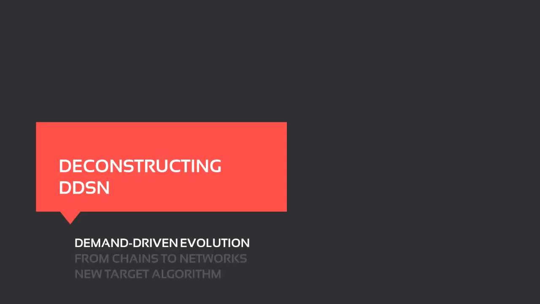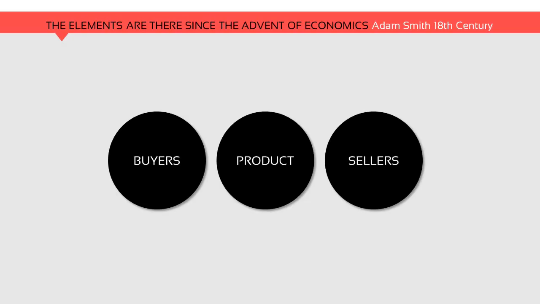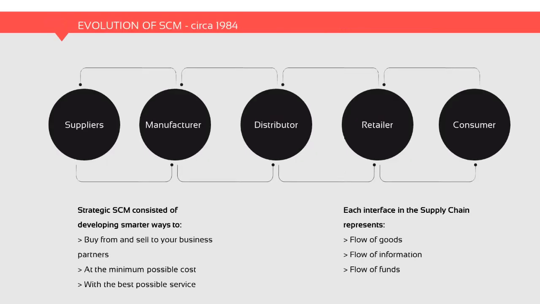The origin and the evolution of the concept of demand-driven is actually a very simple one. We all started with the traditional elements of any economic system, and some of these elements date back to the 18th century, the origins of economics, where you have supply, you have demand, and you have a product. In this case, you may have buyers, which will be your demand, you have products, and you have sellers that will be your supply. The origin of this is, as I mentioned, very closely tied to economic systems.